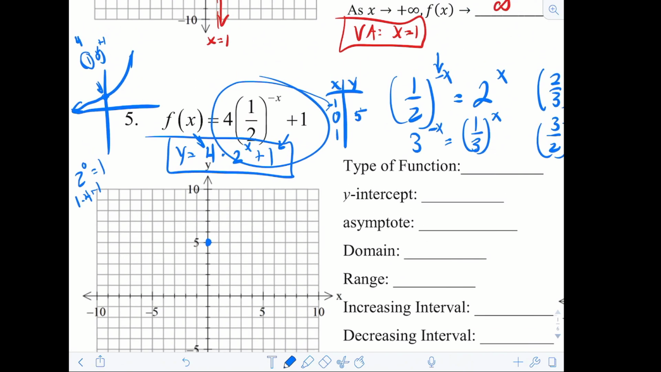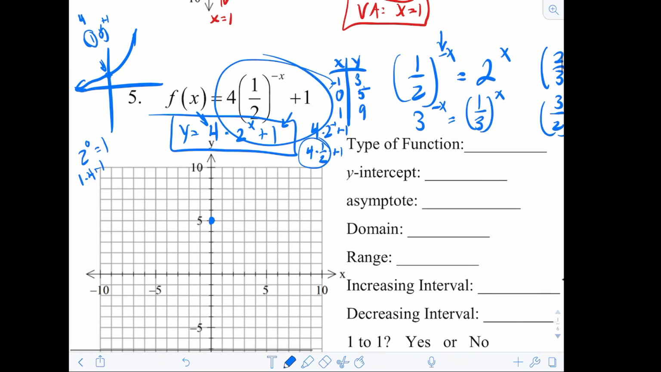Negative 1, so we're going to say 4 times 2 to the negative 1, which is another way of saying 4 times 1/2, which is another way of saying 4 divided by 2, which is 2, plus 1, so that's going to be 3. And if I said 1, that would be saying 4 times 2 to the first, so that would be 4 times 2, which is 8, plus 1, so that would be 9.